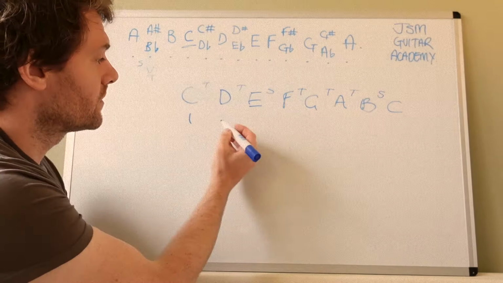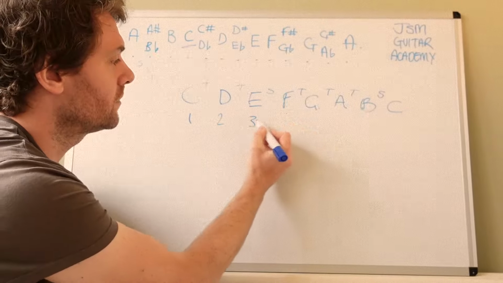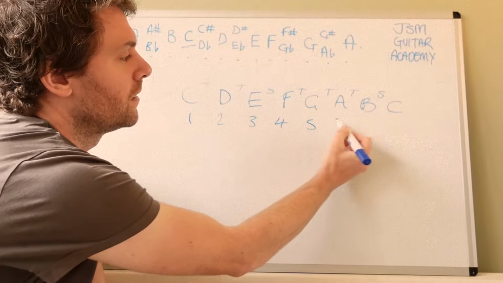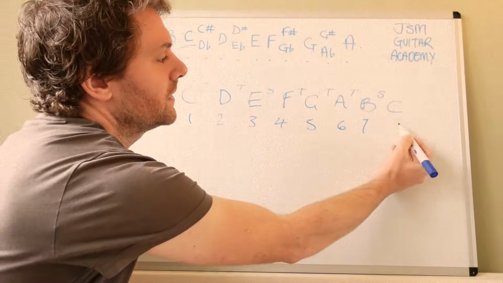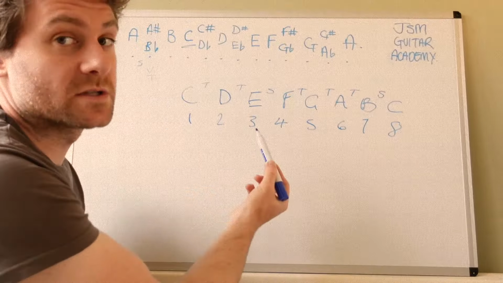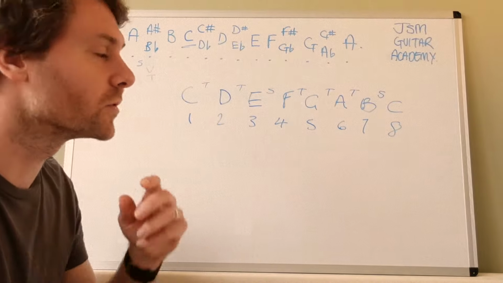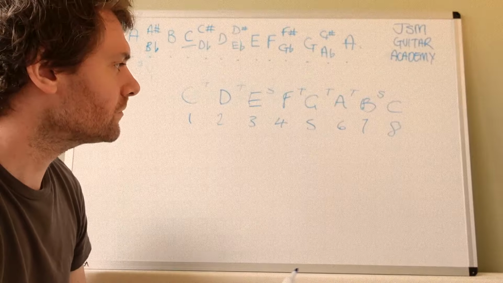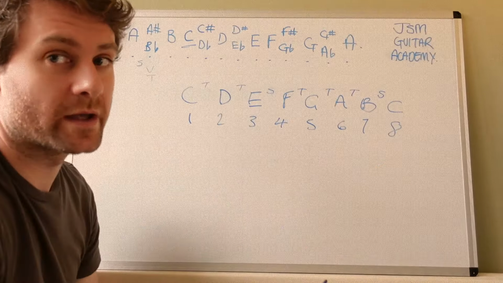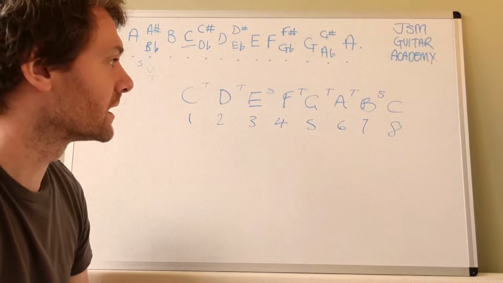So let's just go ahead straight away and add 1, 2, 3, 4, 5, 6, 7. I'm going to add an 8 on the end there. 8 is the same as our 1, it's our tonic, it's our root, okay? And we're going to come to know these numbers in a much better way throughout this exercise now, okay?